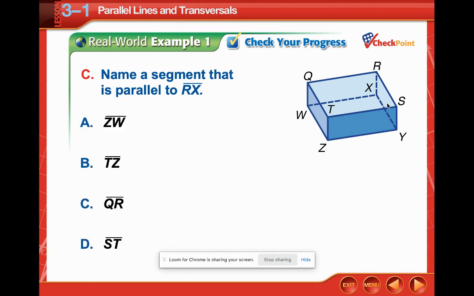Name a segment that is parallel to RX. So RX is kind of the side over here. There's three options for this. You could say QW, TZ, or SY.